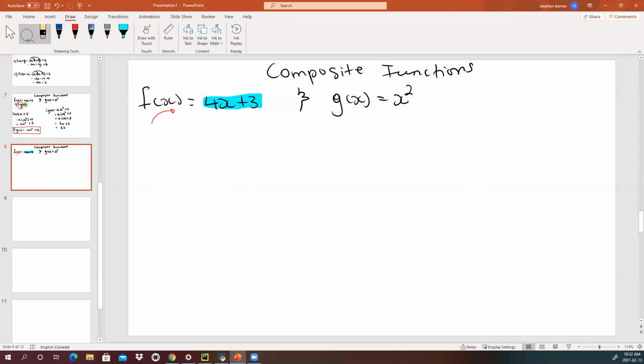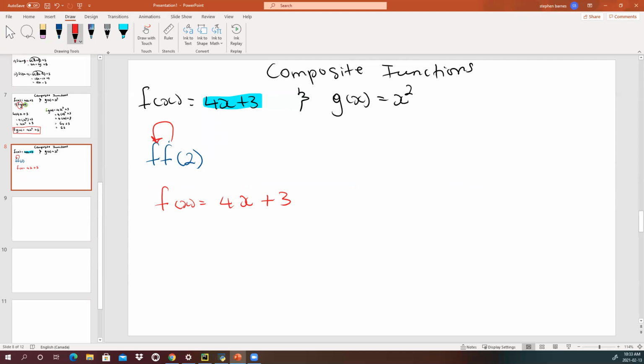So the last question in this one says to find f of f of 2. So you have to put the f function into the f function. So put this f into that f. Put your f function first. So f of x is 4x plus 3. And then you're going to put the f into it.